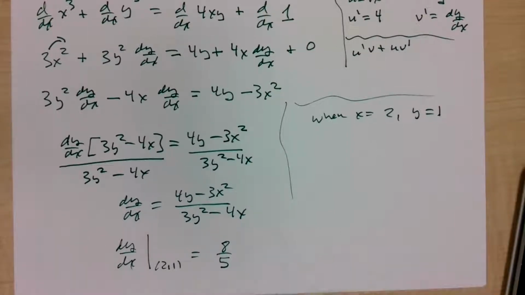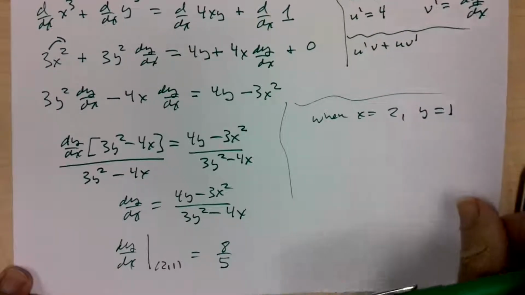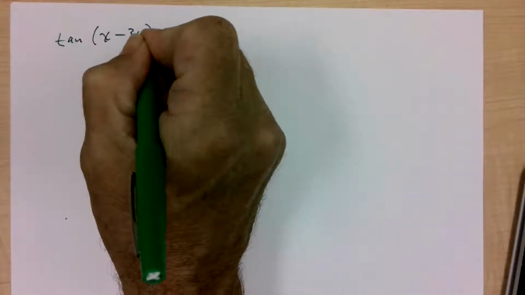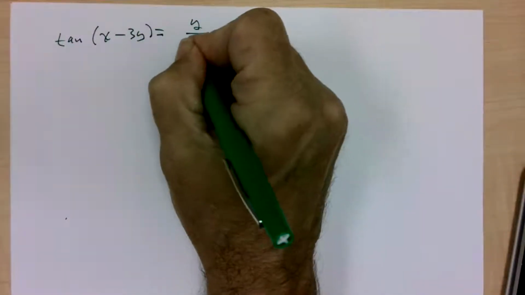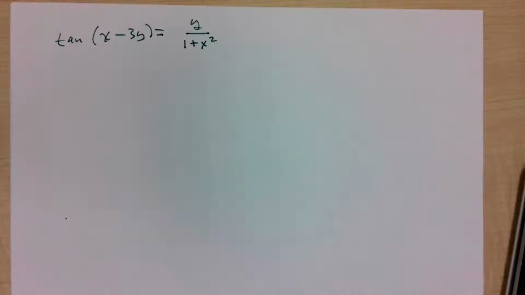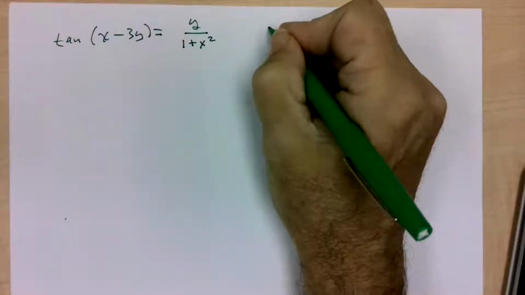So that is a fairly standard implicit derivative question. Let's go ahead and do a slightly more challenging one next. Here I have the tangent of x minus 3y is going to equal y over 1 plus x squared. We're going to take the derivative with respect to x of both sides to find dy dx. That's our goal.